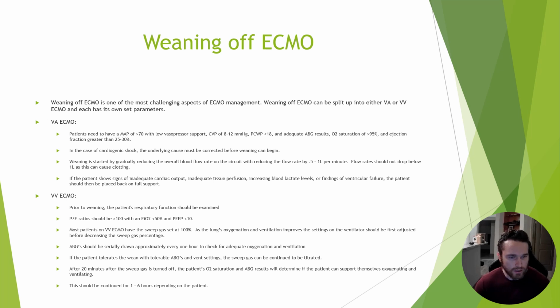PF ratios should be greater than 100 with an FiO2 of less than 50% and a PEEP of less than 10. Most patients on VV ECMO have a sweep gas set at 100%. As lung oxygenation and ventilation improve, the settings on the ventilator should be adjusted first before decreasing the sweep gas percentage. ABG should be serially drawn, showing adequate oxygenation and ventilation. If the patient tolerates the weaning with tolerable ABGs and vent settings, the sweep gas can continue to be titrated. 20 minutes after the sweep gas is turned off, the patient's O2 saturation and ABG results will determine if the patient can support themselves oxygenating and ventilating. And this should be continued for 1 to 6 hours, depending on the patient.